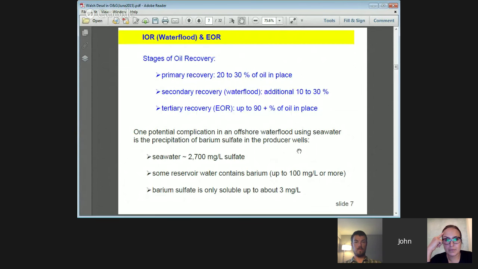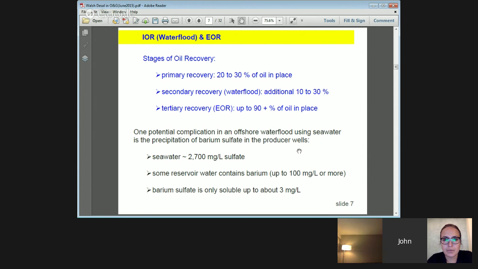Typically, in initial production, the reservoir will usually produce about 20 to 30% of the oil in place in the reservoir without any intervention. The operator will just drill a well, and the oil will flow of its own pressure. Secondary recovery is an application of water flood, where water is pushed down into the reservoir, and maybe an additional 10 to 30% of the oil in place will be produced.